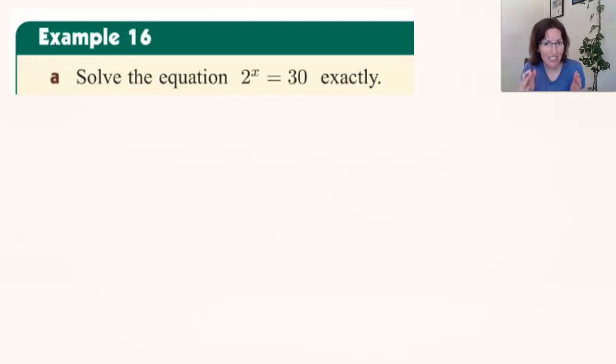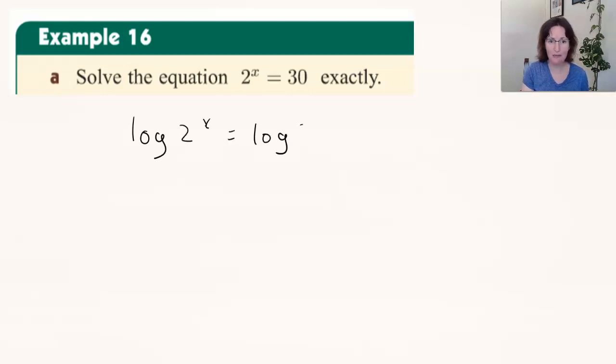When you see the x in the power and you wonder how to remove it from there, you apply a log to both sides. So we start by writing log of 2^x is equal to log of 30. And then there's the rule about bringing x down out of the power.